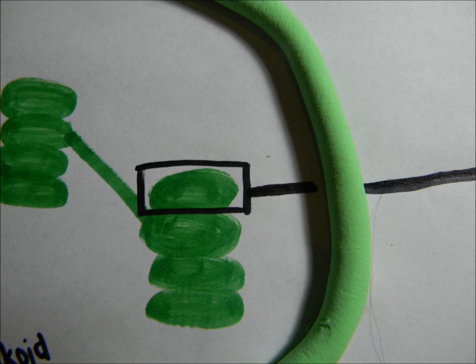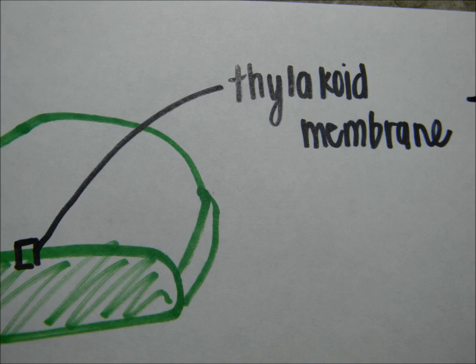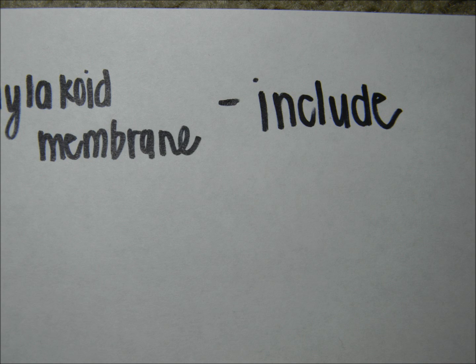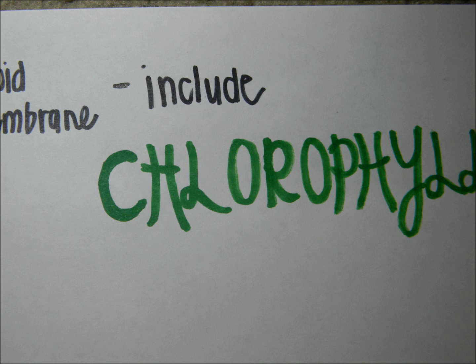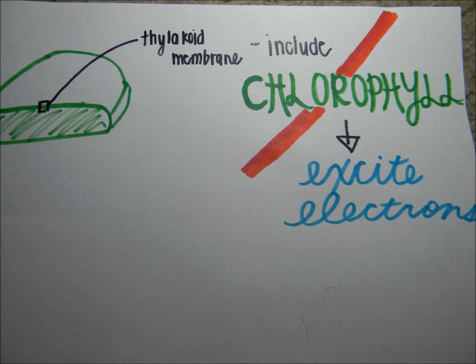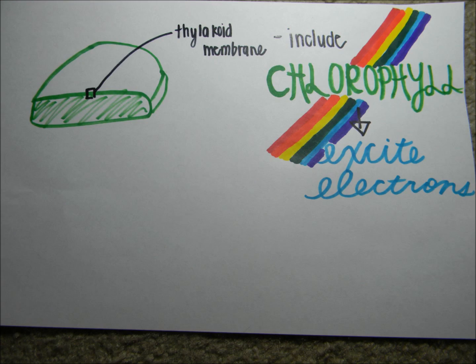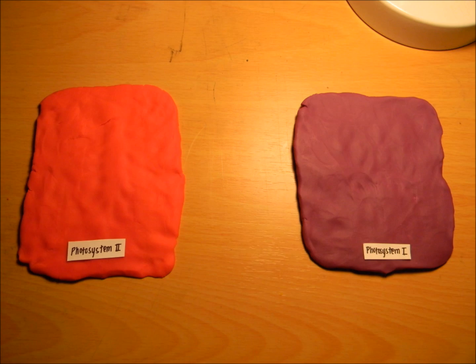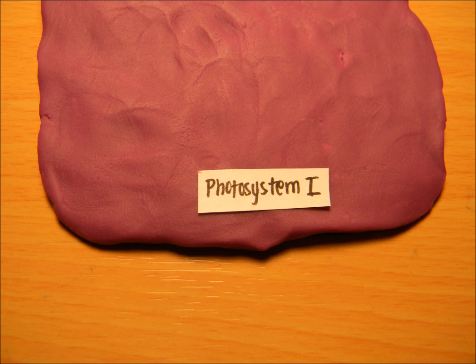Now let's take a closer look at the thylakoid. The thylakoid has two parts, the thylakoid membrane and the thylakoid space. The thylakoid membrane includes chlorophyll. This is where electrons are excited from photons of light that shine through it. In the chlorophyll, we have two types of photosystems, photosystem 2 and photosystem 1.